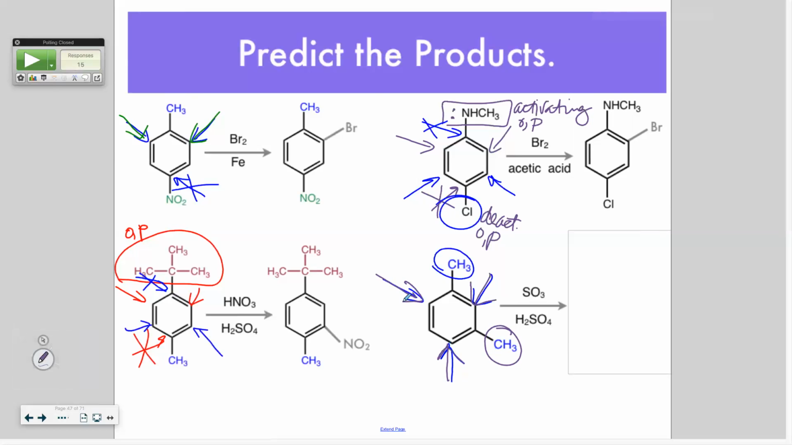The one between the metas, the meta methyls. Okay, so what are we putting on the ring? SO3H, okay, and that's going to go to one of the ortho spots. Okay, do you see that they're the same spot? Do you see the symmetry in the molecule? If you put it up here or down here, it's the same thing. Y'all see that? Okay. So there's only one product for every one of these, by far.